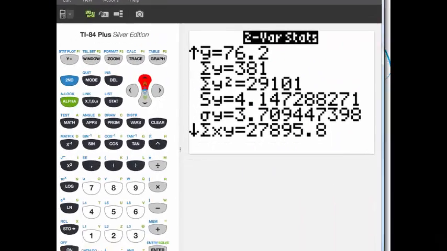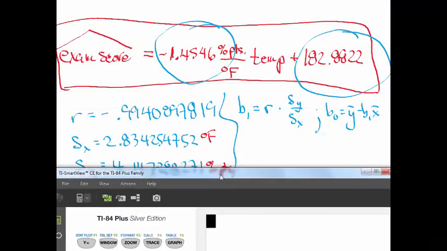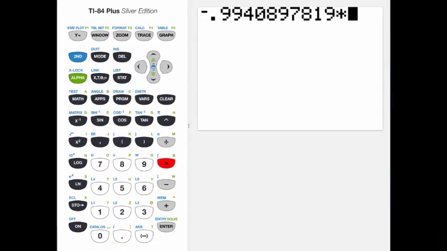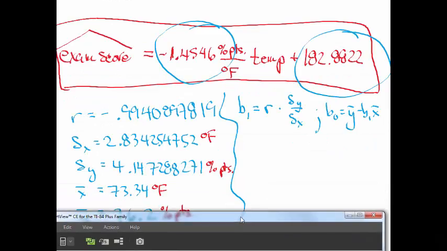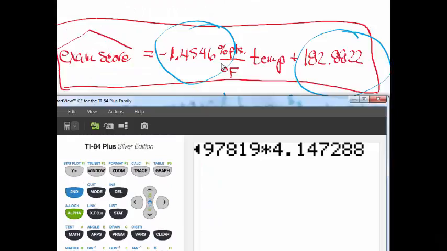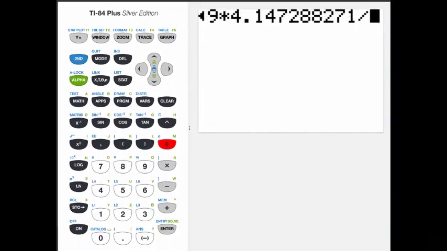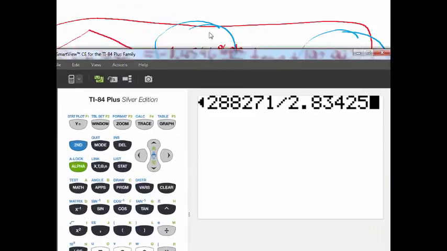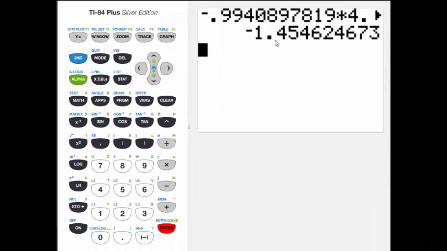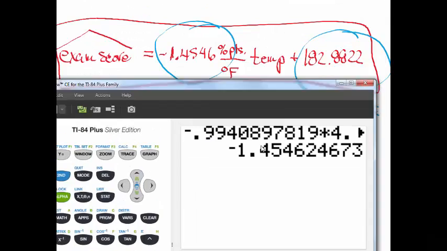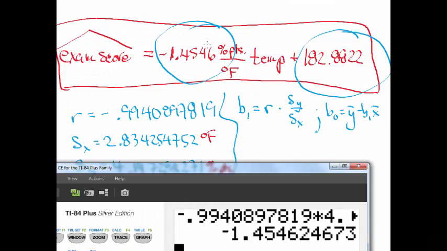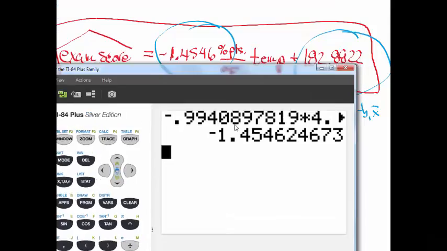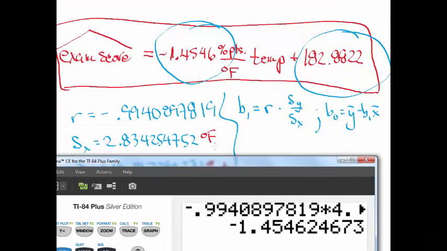So now if I plug into my calculator, if I take my r value, negative 0.99408978819, multiply by the standard deviation in the y's, 4.147288271, and then divide by the standard deviation in the x's, 2.834254752. I get, there we go, negative 1.4546 or so, which is just what your calculator got. Now remember, we have rounded some in our calculation here in the calculator, so it might not be exactly like what the calculator got, but it ought to be pretty darn close.